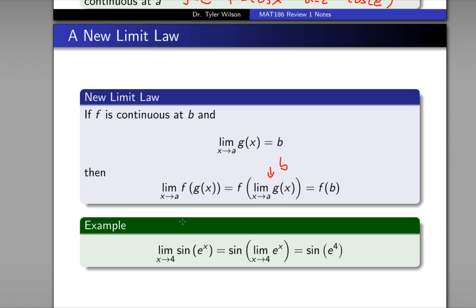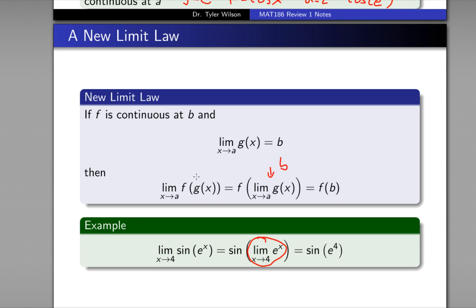So for example, here's a situation where I can. The limit as x goes to 4 of sine of e to the x. I can do this because after I do this, this is equal to sine of e to the 4, and sine is a trig function. Sine is continuous everywhere on its domain. So you have no problem plugging e to the 4 into sine. So this is certainly true.